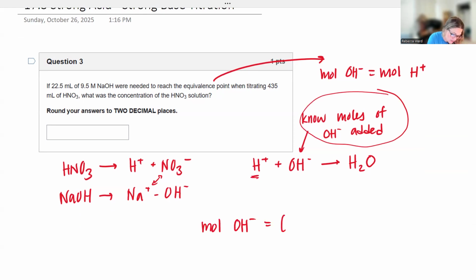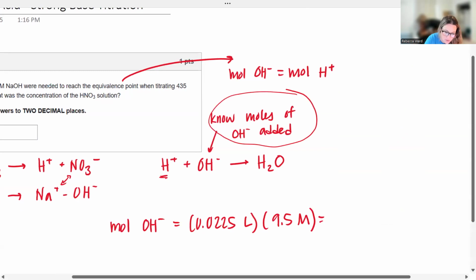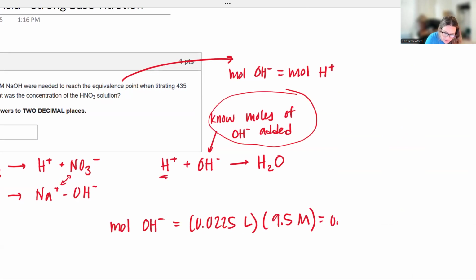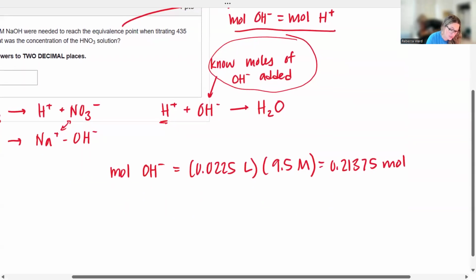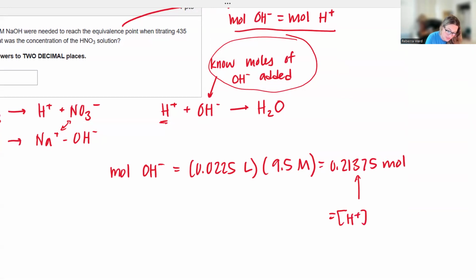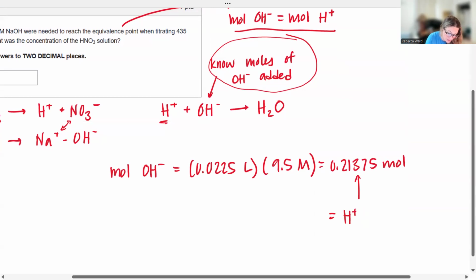So that would be 0.0225 liters times 9.5 molar. That gives 0.21375 moles. Okay, and again, at the equivalence point, that must be how much H plus was in our original vessel of that nitric acid, of that HNO3. So this must equal my H plus, again, not concentration yet, H plus moles and HNO3 moles.